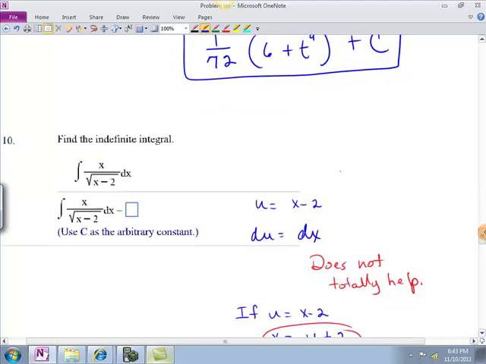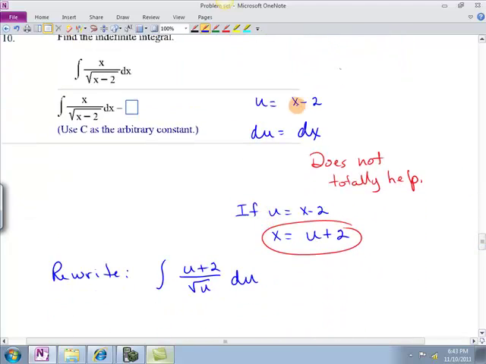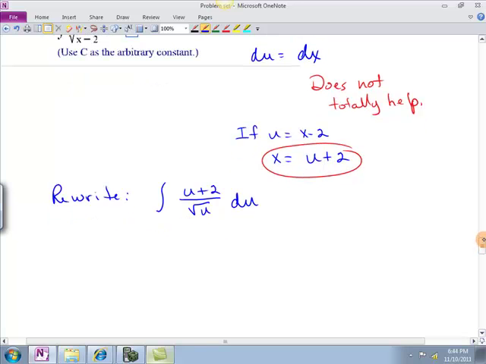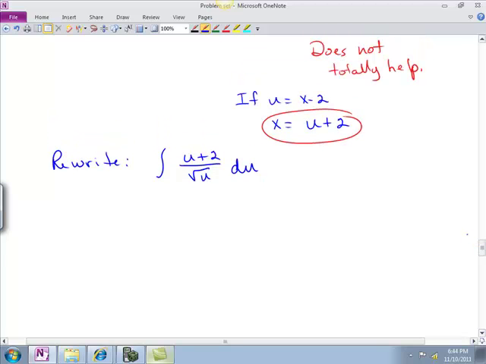So when that happens, you want to say, well, if u is x minus 2, let's solve for x. In this little equation, x would be equal to what? u plus 2? Okay, does that make sense? Just doing that so far. So I could rewrite now (u plus 2) over the square root of u du. May not look like it's going to help, but it will. All right, I'll let you get that written down, or at least attempt to process that.